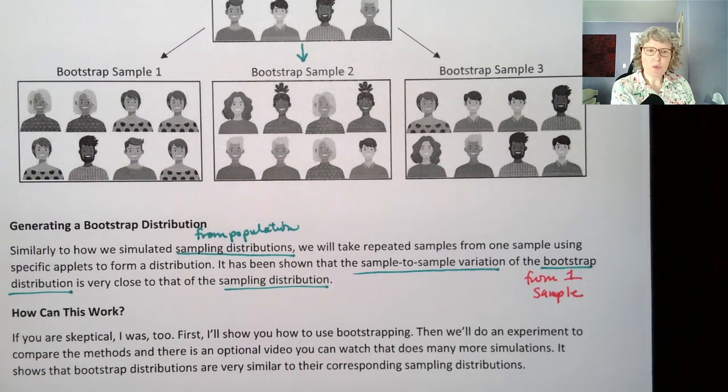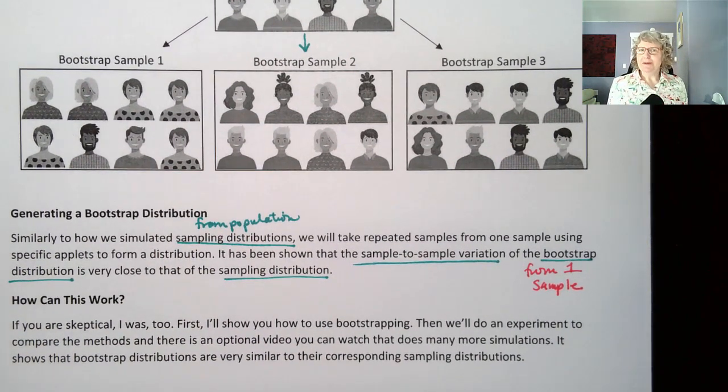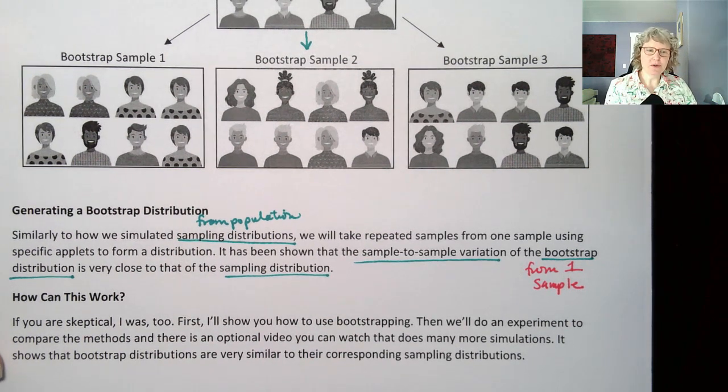Okay, now how can this work? Are you skeptical? Because I was when I first heard about this. I was like, wait a minute, how in the world can this be accurate? Because we're only taking one sample. It does need to be a representative sample. I would not use a convenience sample or a voluntary sample for this.